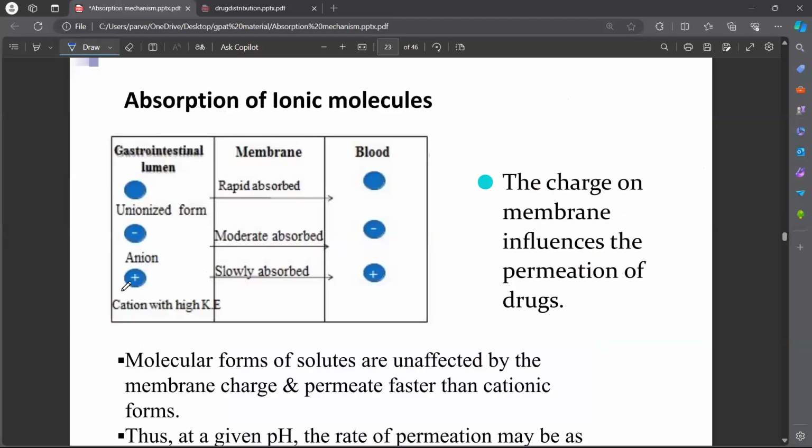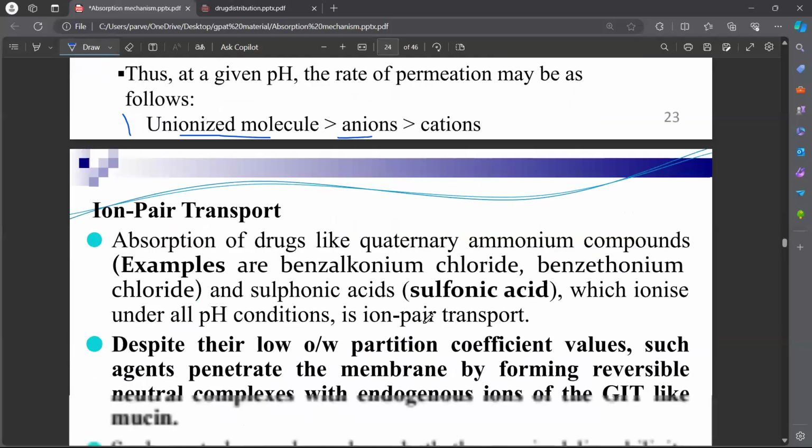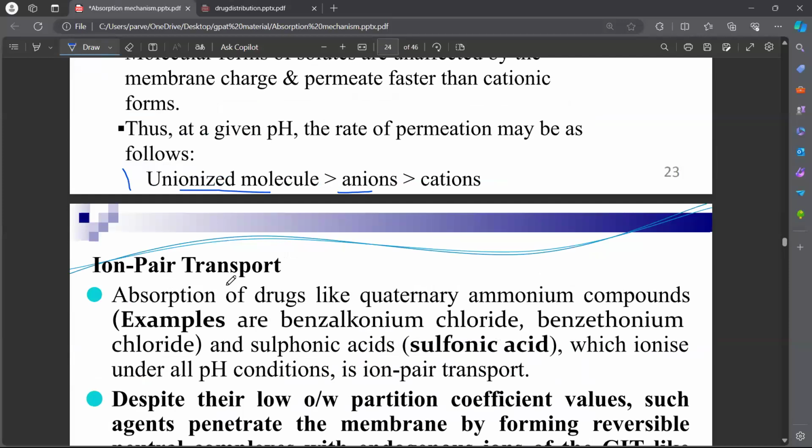So this is basically the order: the unionized molecules, then anions, then cations. Next, ion pair transportation. Ion pair transport is based upon the electrostatic interaction by which absorption occurs, mainly for the quaternary ammonium compounds like benzalkonium chloride, benzethonium chloride, and sulfonic acid.